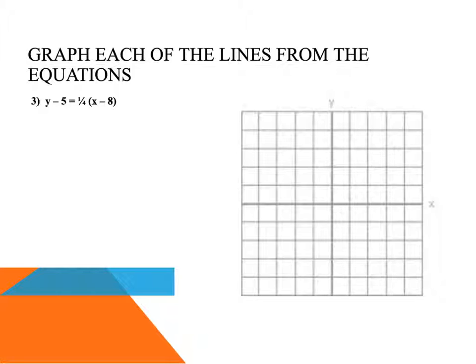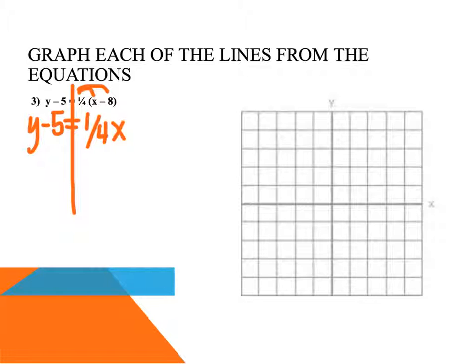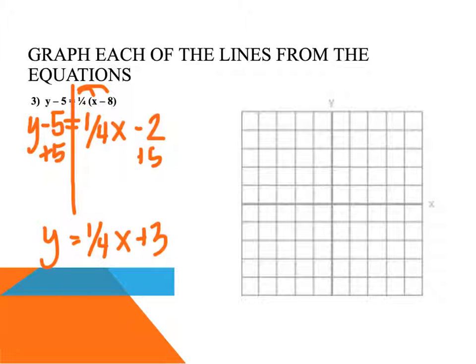Example 3. I want you to try this one on your own. Unpause when you're ready to check. Careful when you distribute that 1/4. Again, I start by distributing, so I end up with y minus 5 on the left side. I get 1/4 x, and 1/4 of 8 is 2. Then I add 5 to both sides, and I get y equals 1/4 x plus 3.